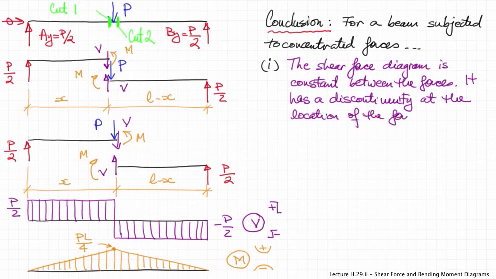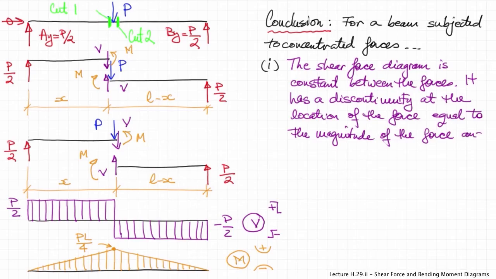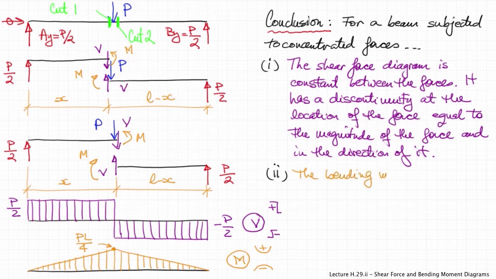So for example, at point A at the left-hand side of the beam, the shear force jumps from 0 up to half P. Then at point C, the shear force jumps by a total of P. So plus half P minus half P equals a total of P. And then at the far right end of the beam, the shear force jumps up by half P again and ends up at 0 where it should end up.